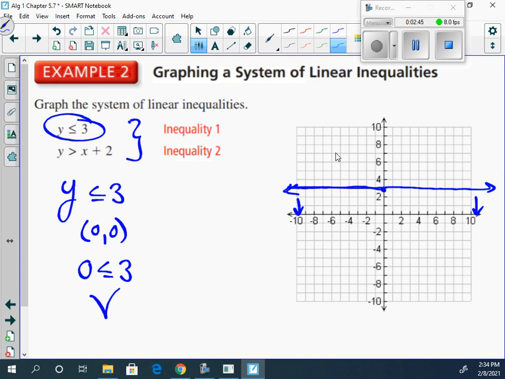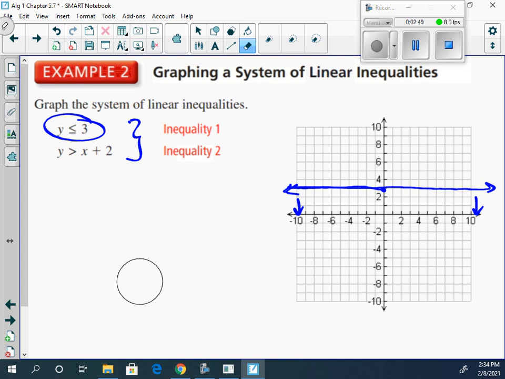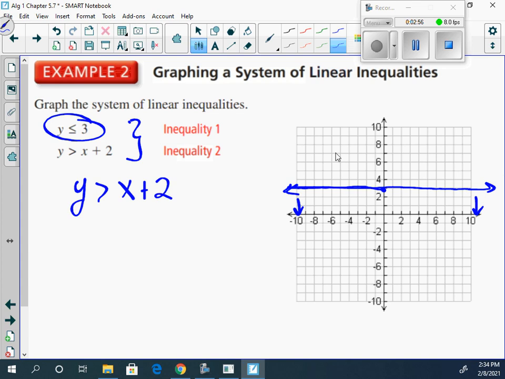For graphing it, we know which side we're going to shade. Okay. Now we're going to look at y is greater than x plus 2. Okay, since it's greater than our line, is it going to be solid or dashed? Dashed because it is not equal to it. Okay.